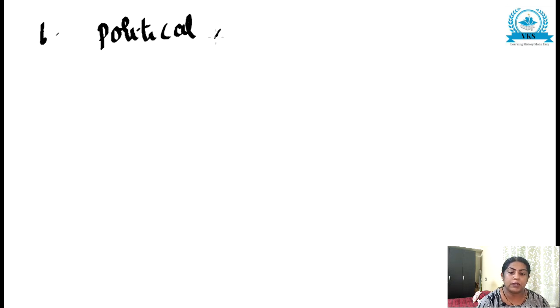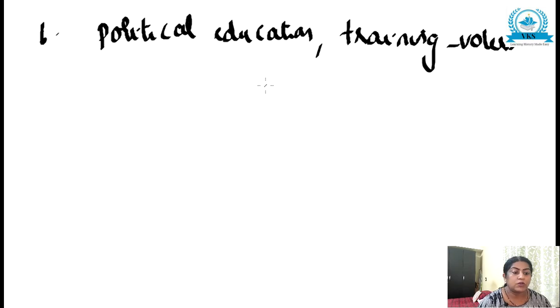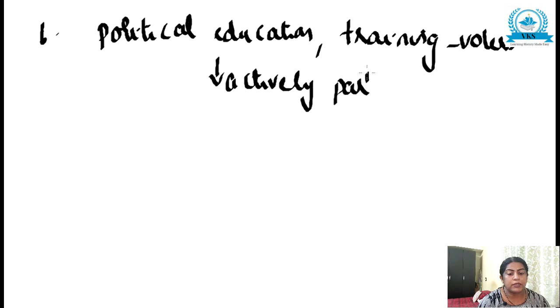So some more points are there. The next point, it imparts political education. So election imparts political education and training to voters to actively participate in the activities of the nation. So here the voters are allowed to actively participate in the activities of a nation. So that also is an important point regarding election.